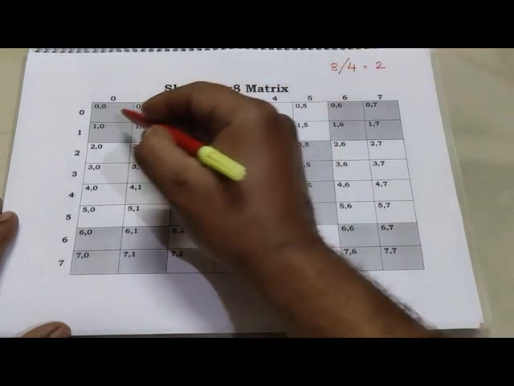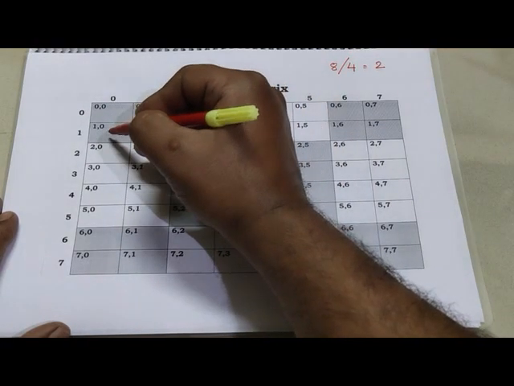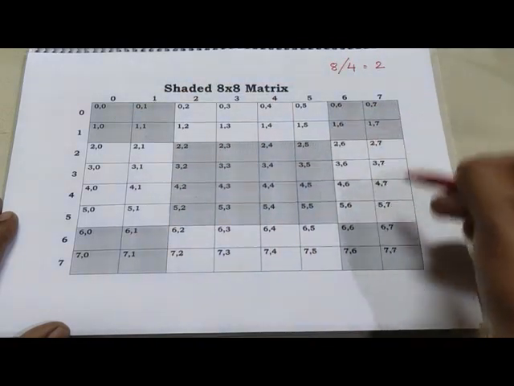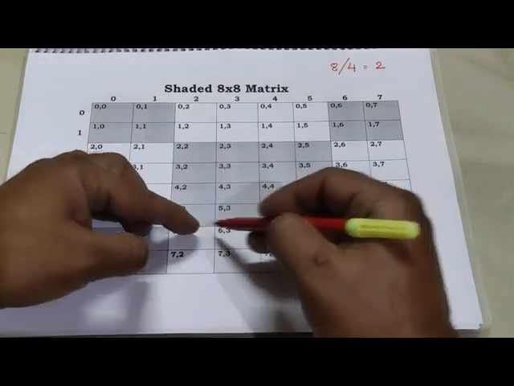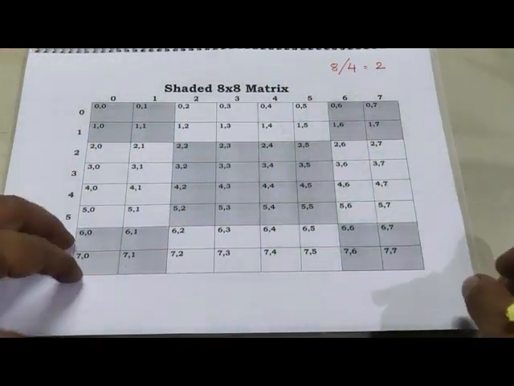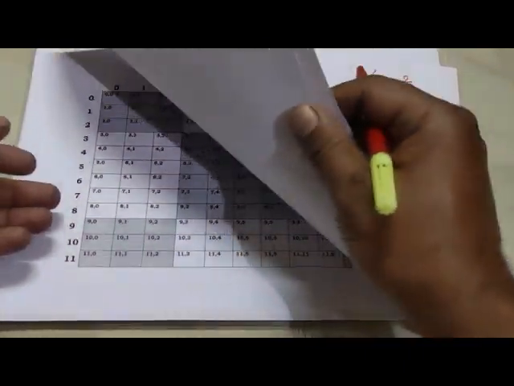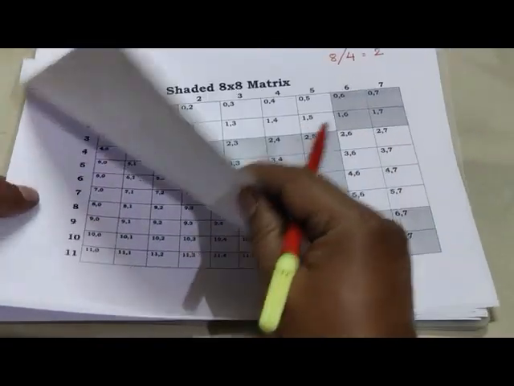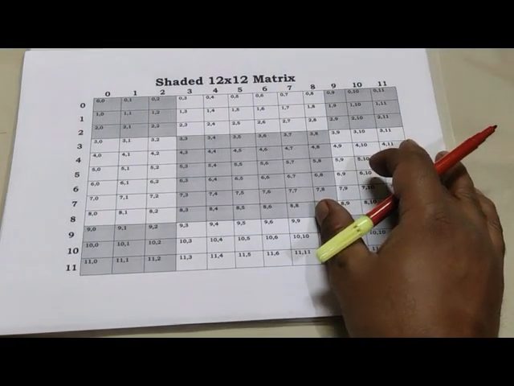So that means we are going to take 2 cells from the row and similarly 2 cells from the column for the 4 corners, and whatever happens to be in the remaining area in the middle, we are going to shade that entire portion. The same thing can be applied even for a 12 into 12 matrix. I have a shaded diagram for that too.